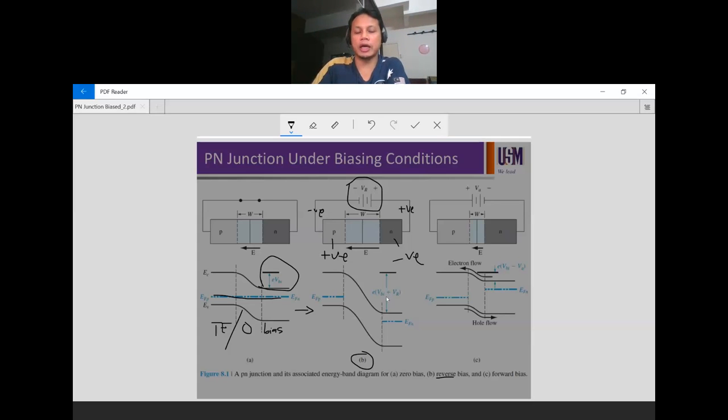So on the other hand, let us look at the forward bias. Okay, C is forward bias. Look at the connection now. So P and N maintain.